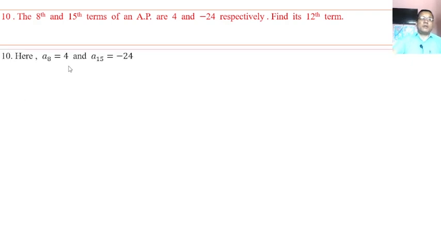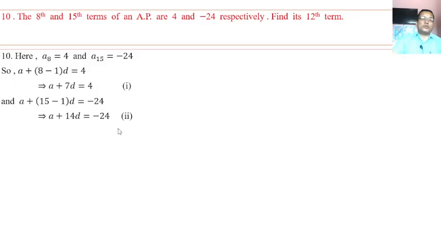Here A8 is given as 4, A15 is given as minus 24. We have A8 given value: the first term plus 8 minus 1 times the common difference, so we get equation 1. Assume that A15 equal to minus 24, using the formula we have equation 2. From equation 1 and equation 2, we have to firstly solve for A and D.